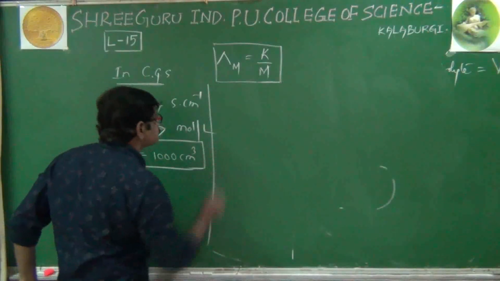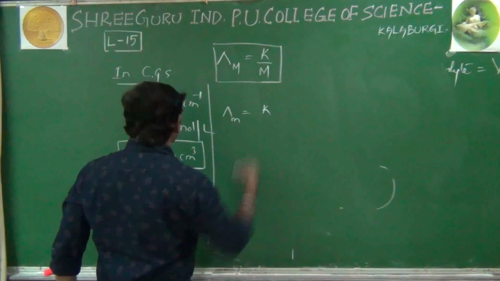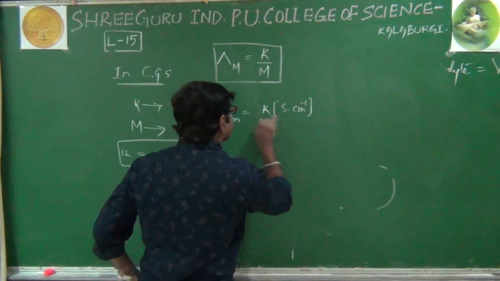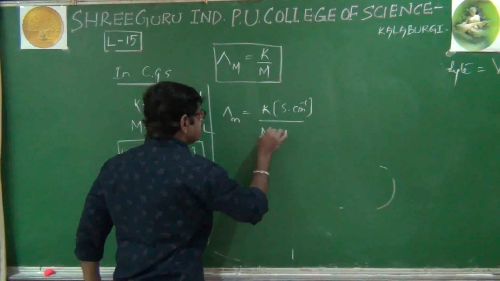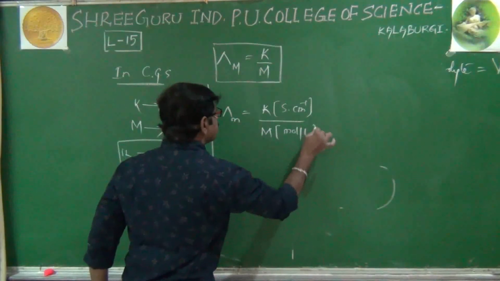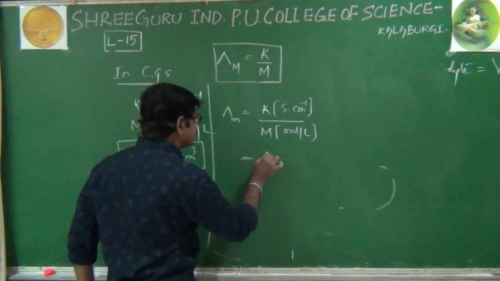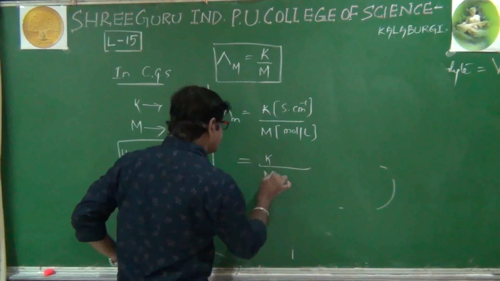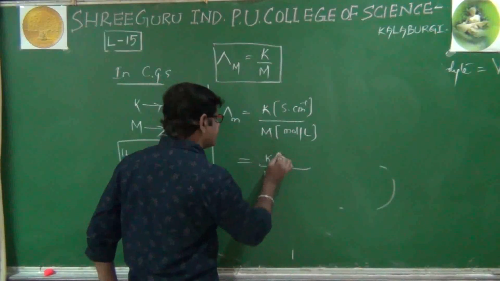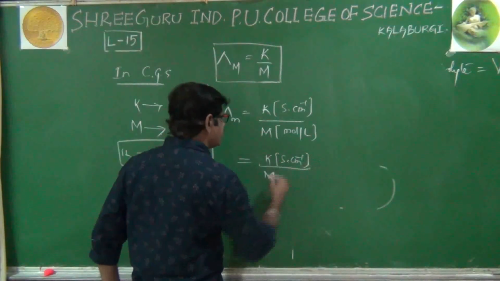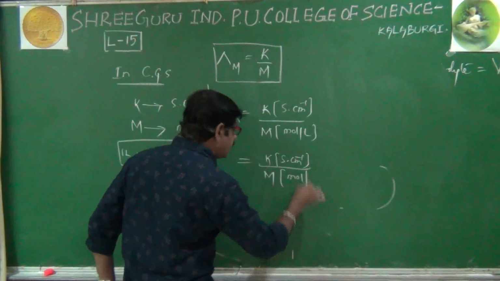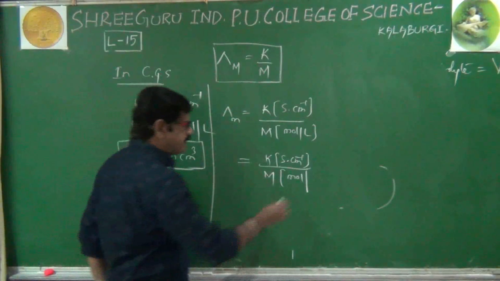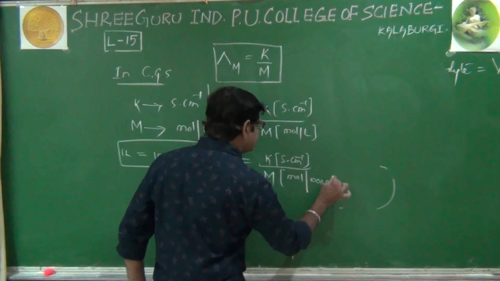Now, with the help of these values, we'll change this formula. Lambda m is equal to K. Along with the units I'll write now. K units are Siemens per centimeter, divided by m, molarity. Of course, the units are mole per liter. Now again I am continuing: K by m. Of course, as it is, we'll write Siemens per centimeter, and here mole per liter, where 1 liter is equal to 1000 centimeter cube. I'll substitute that value, 1000 centimeter cube, in the denominator.